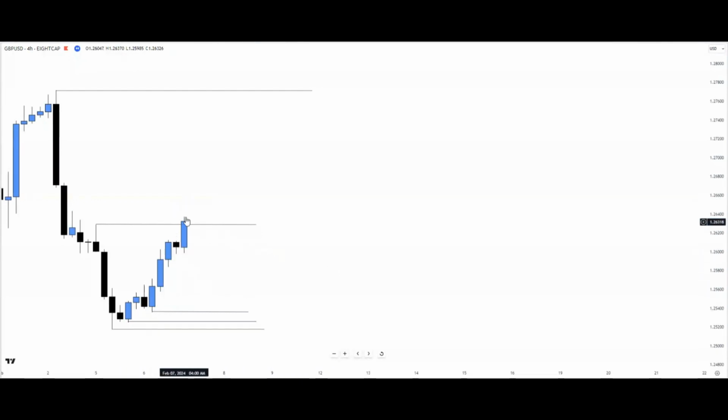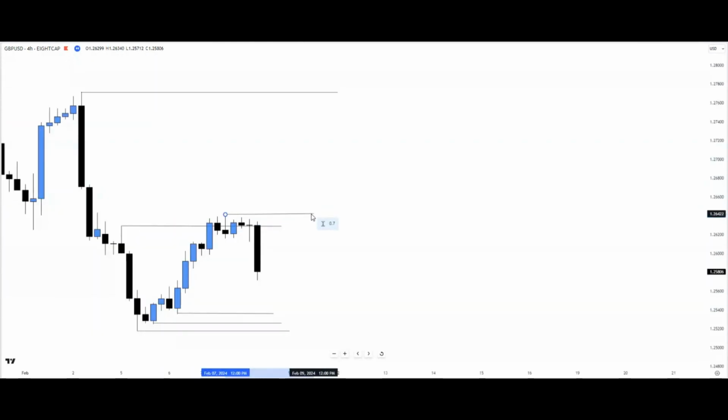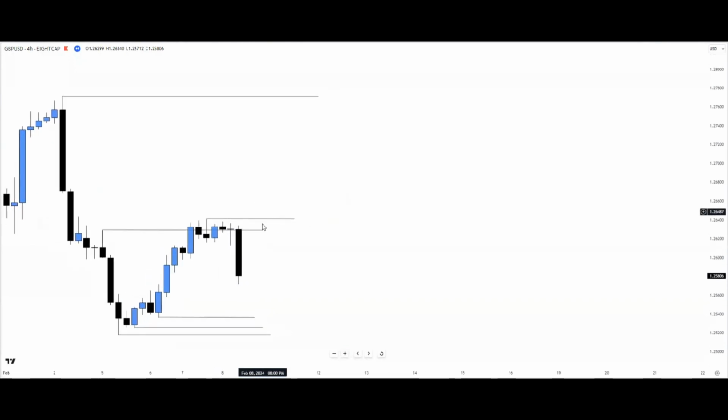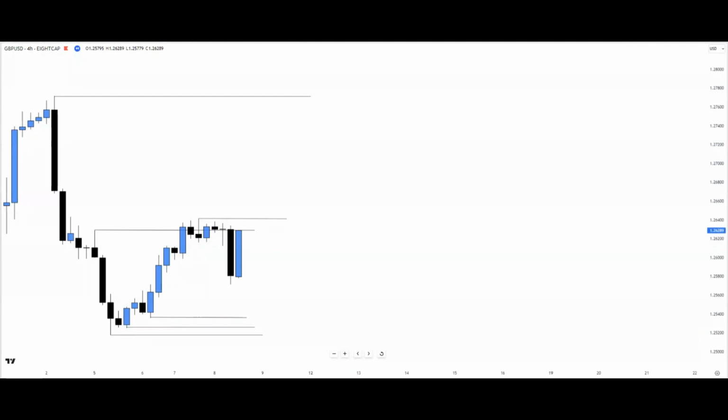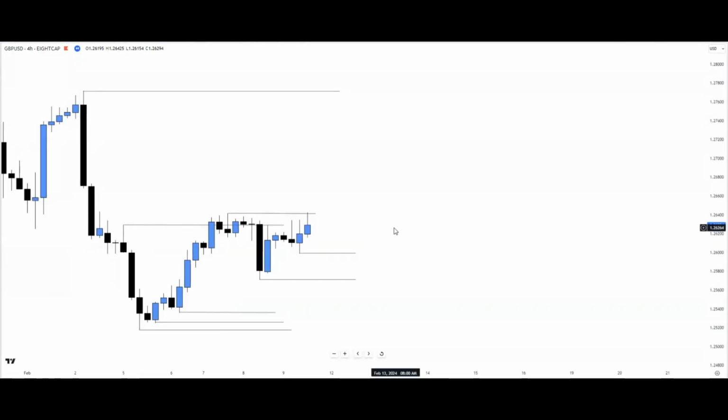So let's see what price does from this buy side liquidity. So we can see how price has moved away from this buy side liquidity, creating a buy side liquidity while doing that. So let's see what price does from here. And we can see how price came back and attacked this particular buy side liquidity while creating a sell side liquidity doing that.